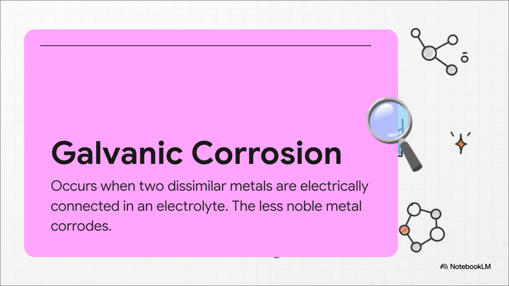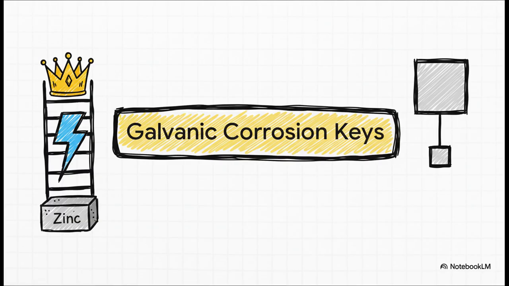The concept is actually pretty simple. When you have two different metals touching in a liquid, you create a tiny unintentional battery. One of those metals, the less noble one, literally sacrifices itself. It corrodes away to protect the other. And we can actually predict which metal will be the hero and which will be the victim using something called the galvanic series.